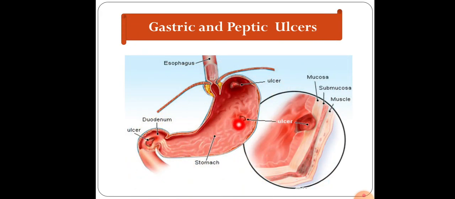Gastric ulcer means a lesion in the mucosal membrane of the stomach. When the lesion is in the pylorus or duodenum, it is known as peptic ulcer. Peptic ulcer and gastric ulcer are most associated with H. pylori infection.